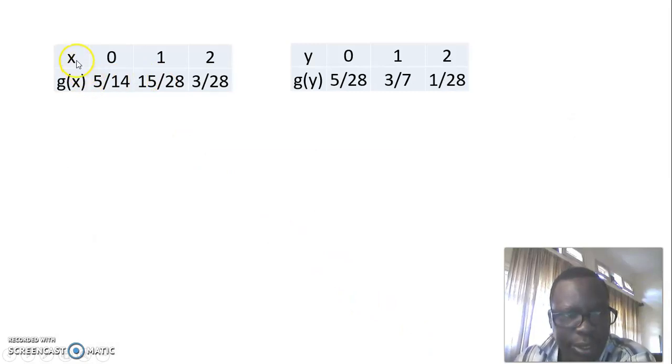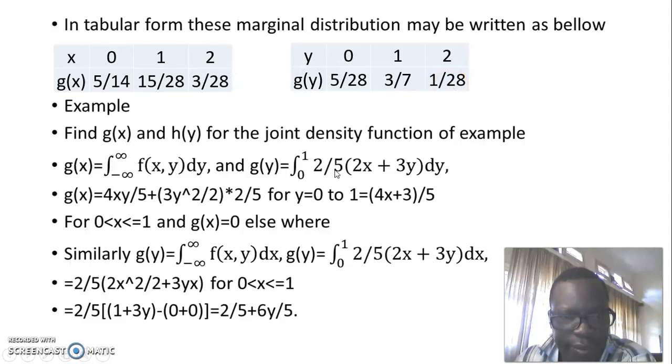The table below shows the marginal distribution of x and the marginal distribution of y. So we can see when x is 0, we shall get 5 out of 14. When x is 1, we shall get 15 out of 28. And when x is 2, we shall get 3 out of 28. Whereas for y, when y is 0, we shall get 5 out of 28. When y is 1, we shall get 3 out of 7. And when y is 2, we shall get 1 out of 28.